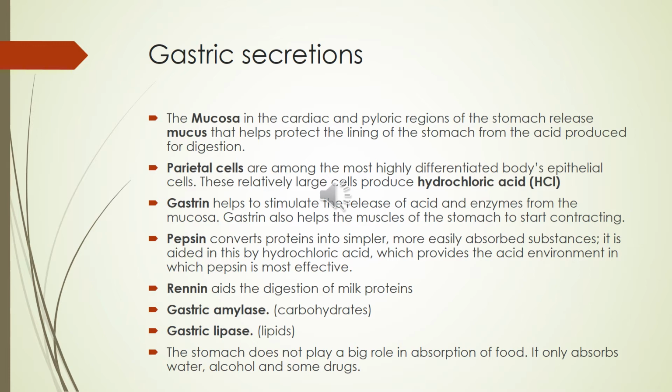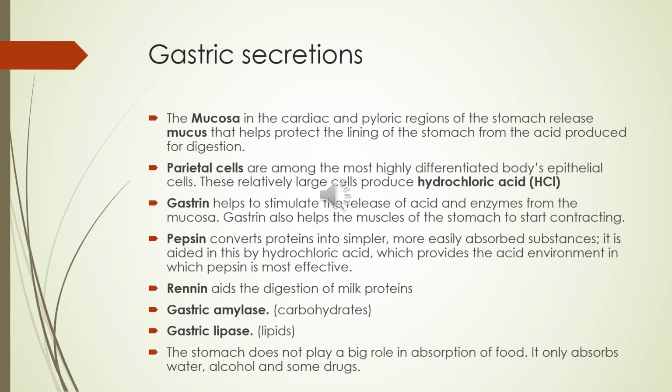Pepsin is another enzyme which converts protein into simpler, more easily absorbed substances. It is aided by hydrochloric acid, which provides the acidic environment in which the pepsin is most effective. Actually, pepsin needs an acidic environment to perform its function, and that acidic environment is provided by hydrochloric acid, which is released by parietal cells in the stomach.